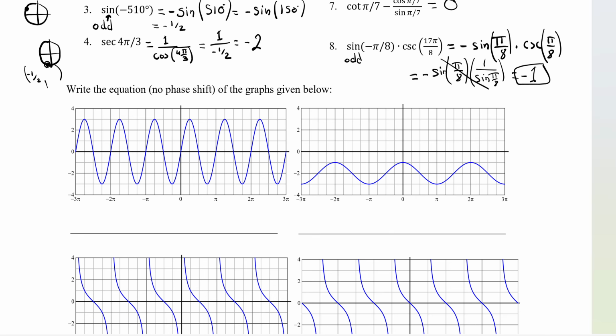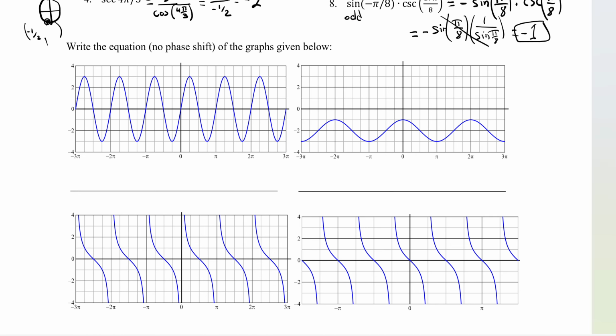All right, that's for the unit circle. Now let's look at some equations. So we have to write the equation, no phase shift here. So we just want to look at what we have, and we're going to write it as a sine, obviously, because we're starting on the midline at the origin, and we're going to choose the maximum first. The maximum happens to be at 3, and the minimum happens to be at negative 3. Therefore, the midline is y equals 0.